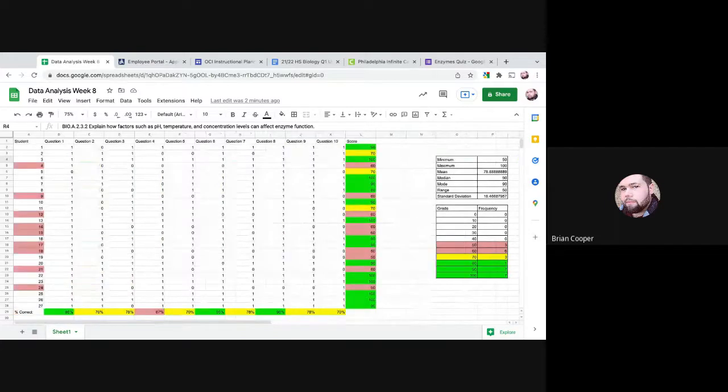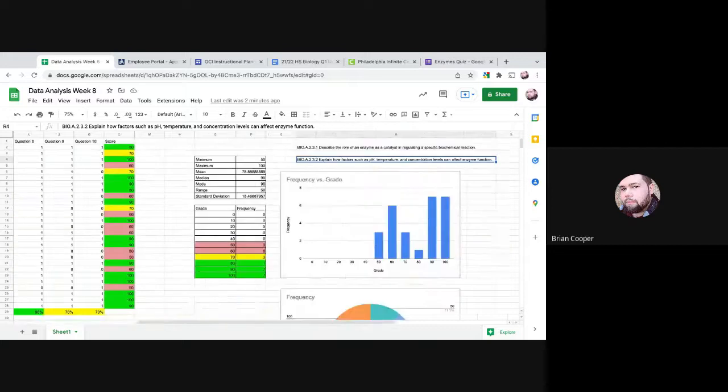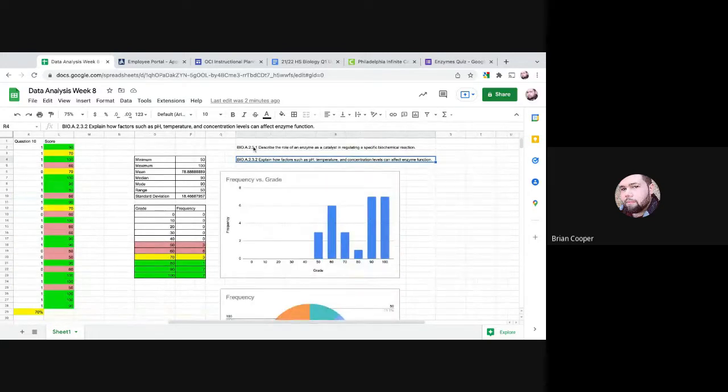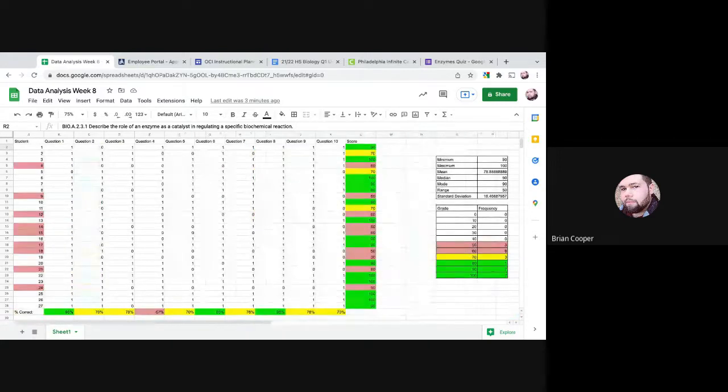Now, those two standards go hand in hand. You can't teach the second one without students having a full understanding of the first one. This was a 10-question quiz that I gave my students. As you can see, I numbered the students 1 through 27 as anonymous identifiers. And I tallied up, for each question, whether or not they got the answer correct or incorrect.